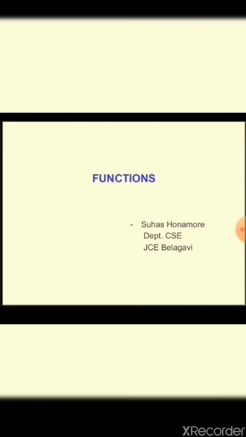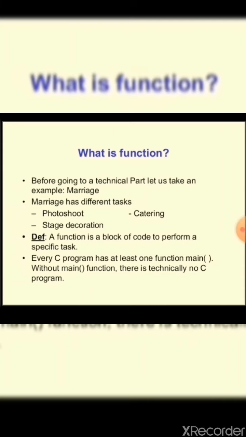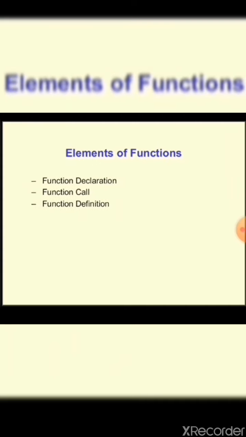Before going for that, let's see what a function means. A function is a block of code to perform a specific task. A block of code is nothing but a set of statements written to perform a particular task. So how do we write a function now? As we already studied, to do a particular task we require three main elements. Now I will call those things function declaration, function call, and function definition.